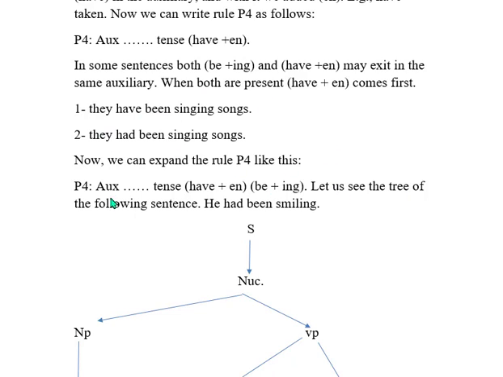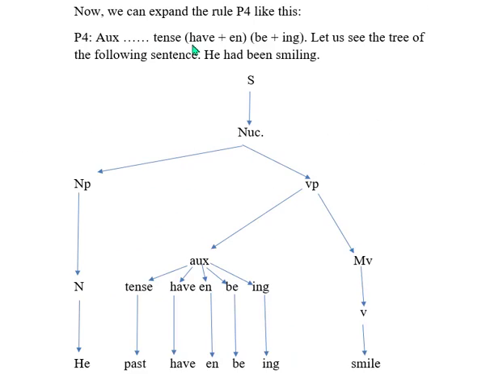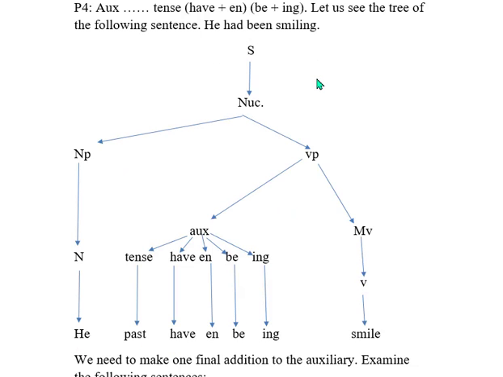Let us see the tree of the following sentence: He had been smiling. In this sentence, we need to make a tree. How to break it, or how to generate it? As we said, we begin with a sentence, this abbreviation that means sentence, and the nucleus and noun phrase. I mean by the nucleus the core of the sentence. Noun phrase, then verb phrase.